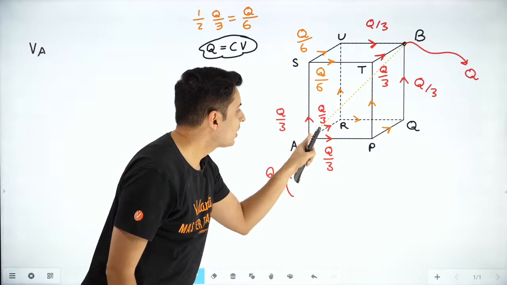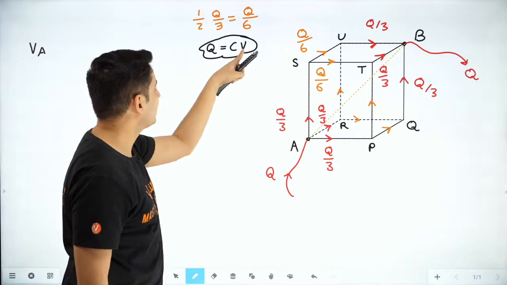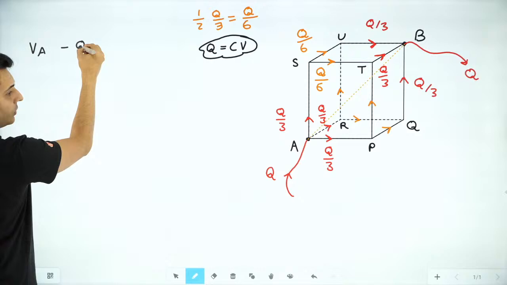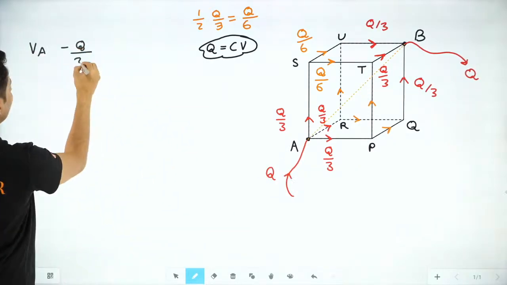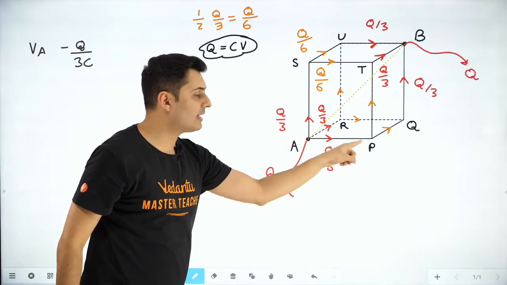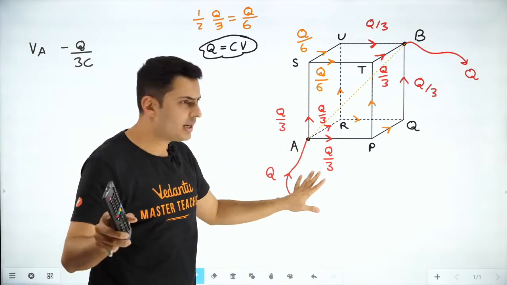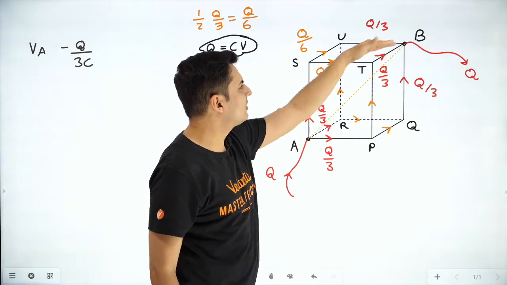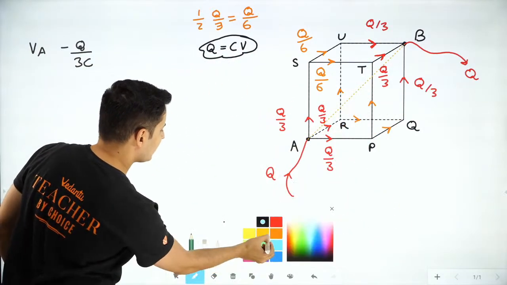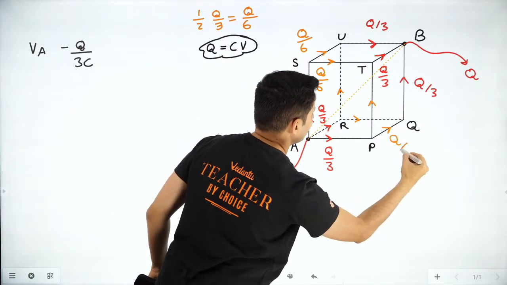From here to here, what is the potential difference that you will get? It is charge by C. So what is the charge? The charge is Q by 3 upon C. So from A to P, what is the potential difference I'll get? Q by C, but what is Q? Q by 3. Now from point P, you can go either this way or like this. It's up to you, however you want. So let's say I go like this. Remember, from P to Q, the charge is Q by 6.